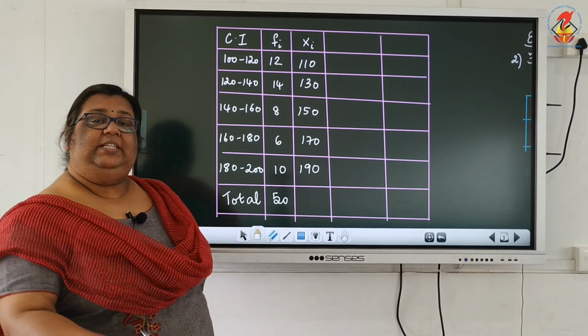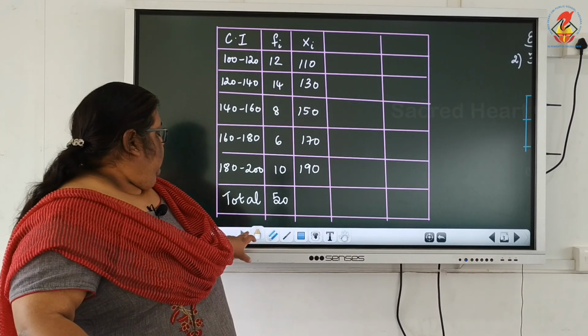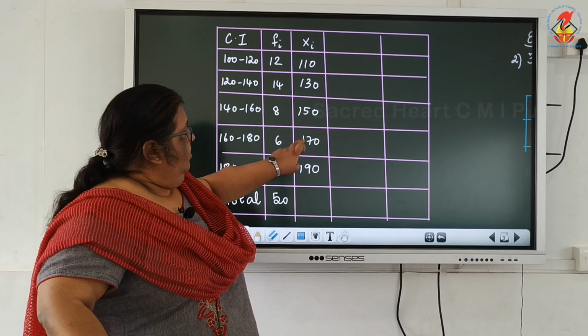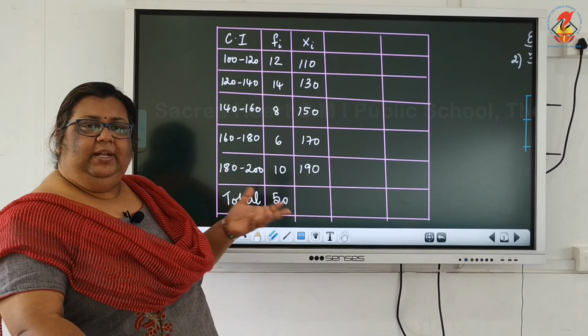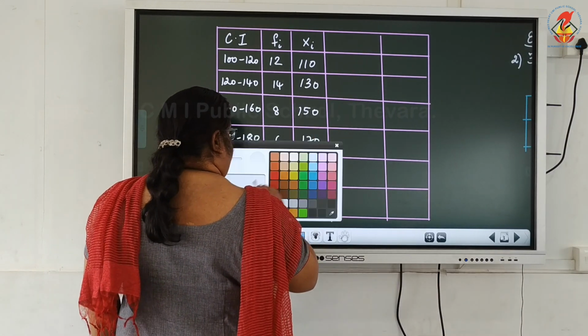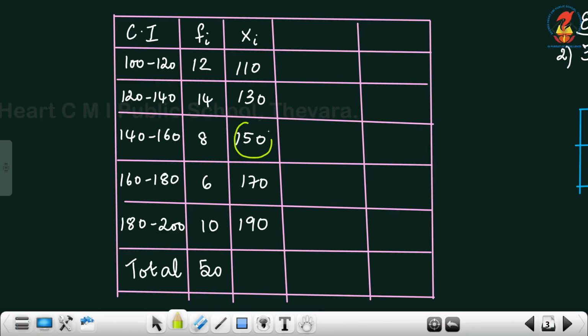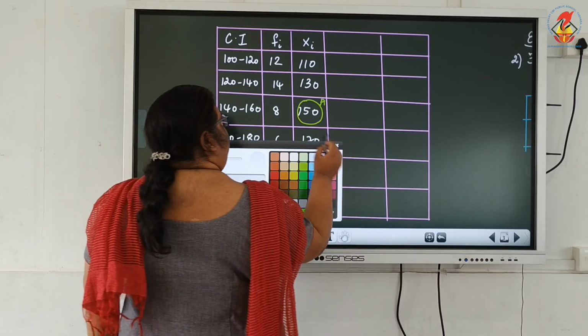Now, we have to take an assumed mean A. How will we take this? In these 5 xi's, usually we take the middlemost mid value. So, here it is 150, and we can write it there as A. So, that is the assumed mean that we are taking.